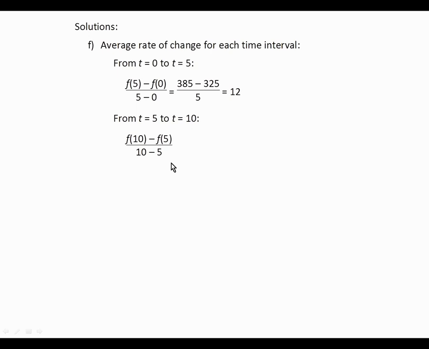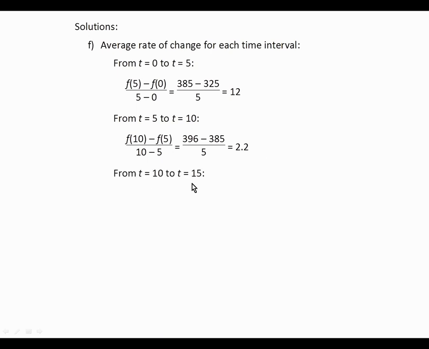But the denominator is always going to be 5. Remember, these were done in 5-year increments. So we'd have to go back to the table to see f of 10 minus f of 5. So 396 minus 385 over 5, you get 2.2. So notice, in the beginning, the first 5 years, you were growing at a rate of 12 bass per year. Now you're only growing at a rate of about 2.2 bass per year.